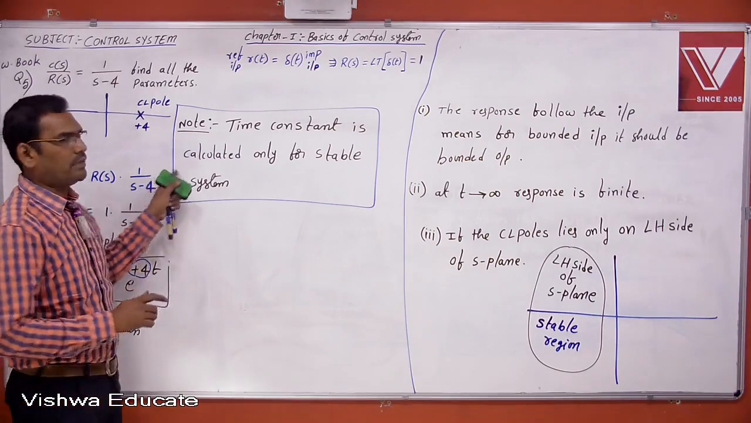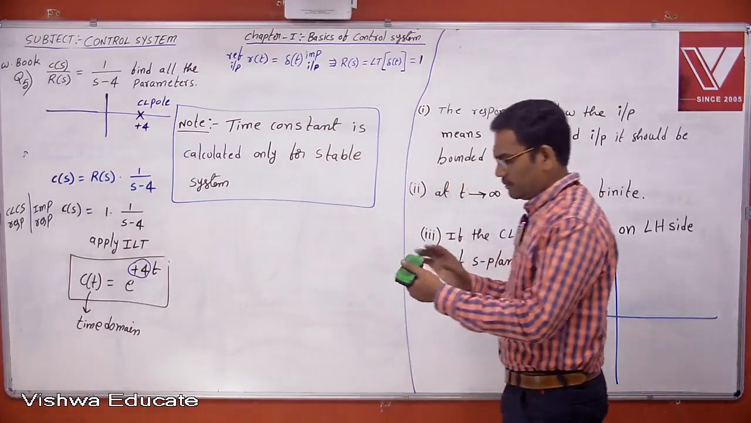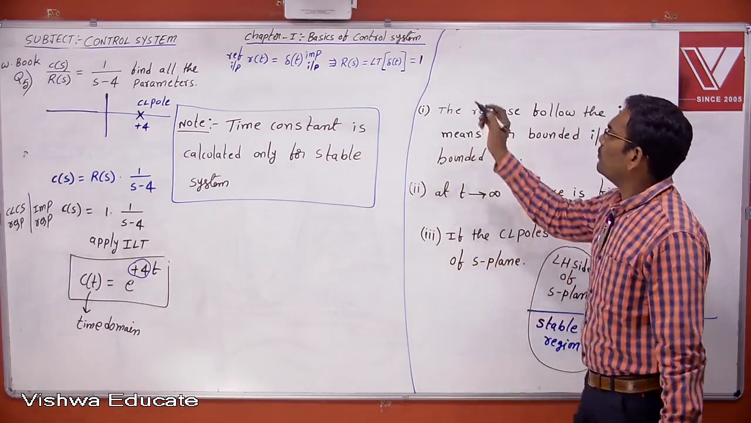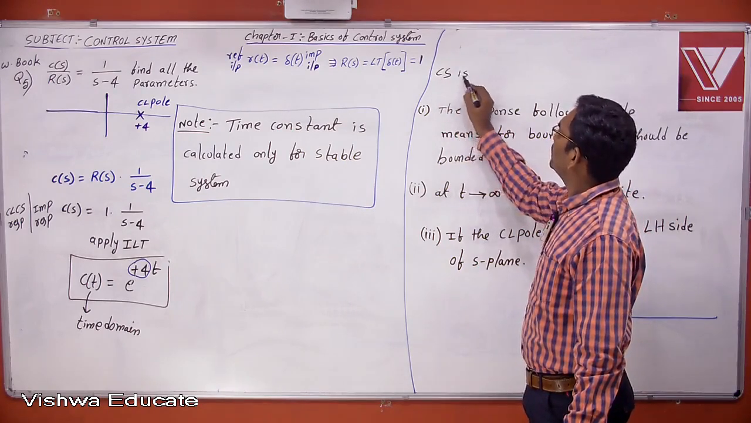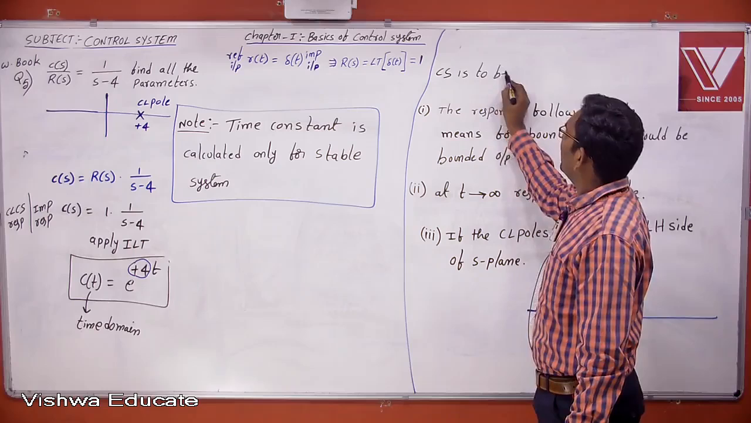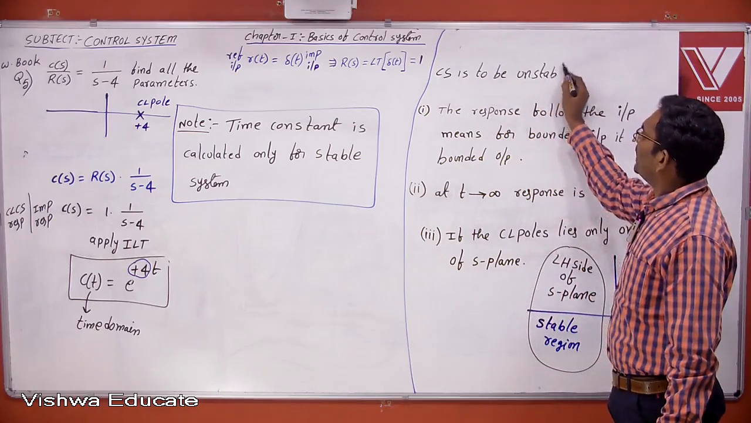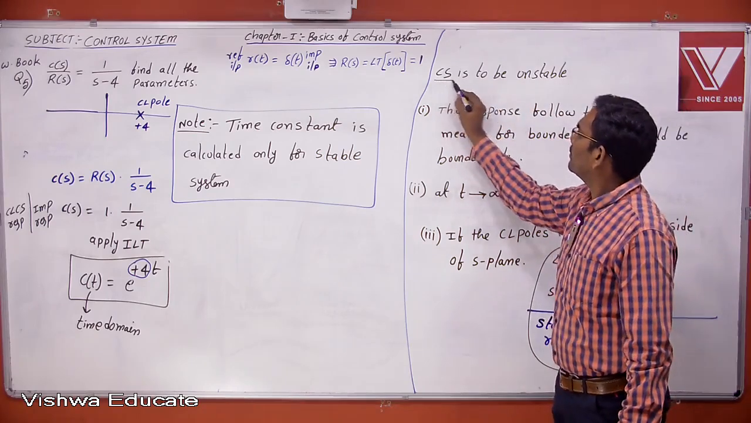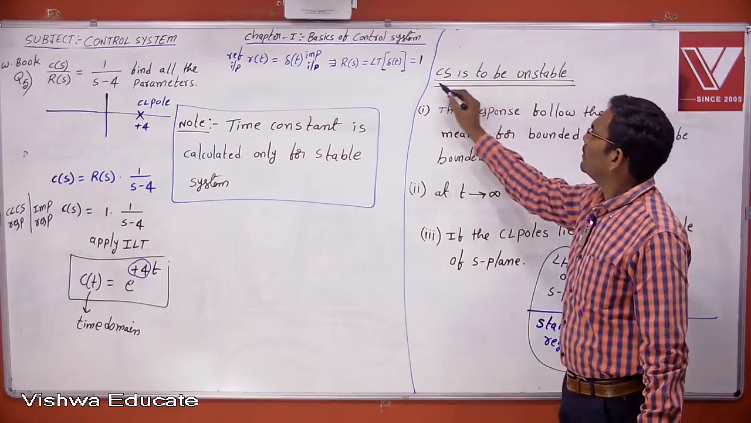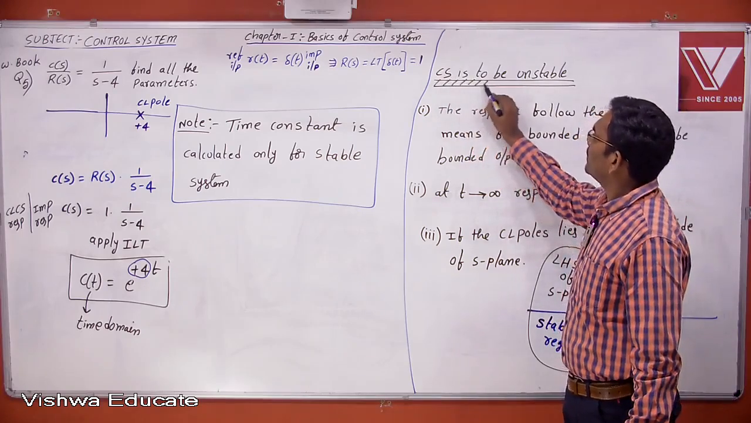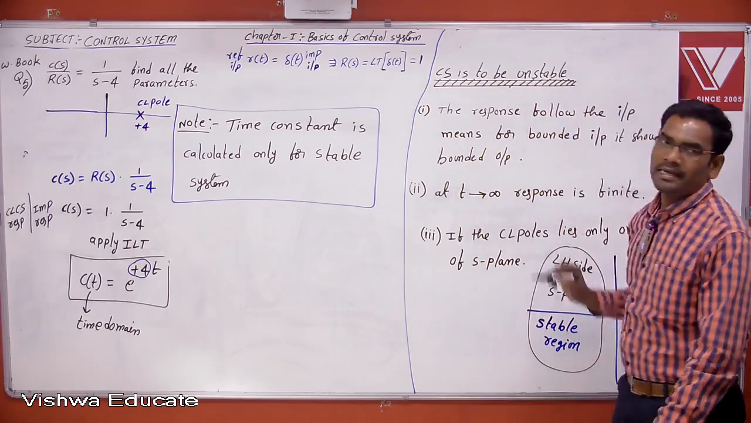Okay, then you take this note. Similarly, just now we finished that, now we'll take this: control system to be unstable. If the control system is to be unstable, then what are the points? Just now we wrote a few points for a control system to be stable. The same points we will write for a control system to be unstable also.